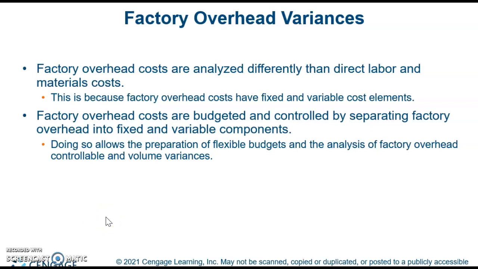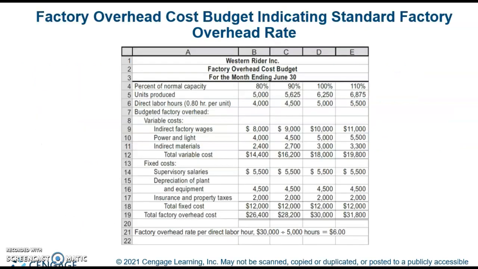So this is our factory overhead cost budget, and we're going to list our direct labor hours because we allocate our fixed overhead based on direct labor hours. So that's why our direct labor hours are up here. When we want to figure out our rate, we need to know these direct labor hours. So we're going to break down costs. We've determined these are your variable costs and these are your fixed costs. When we add them together, we get our factory overhead costs.